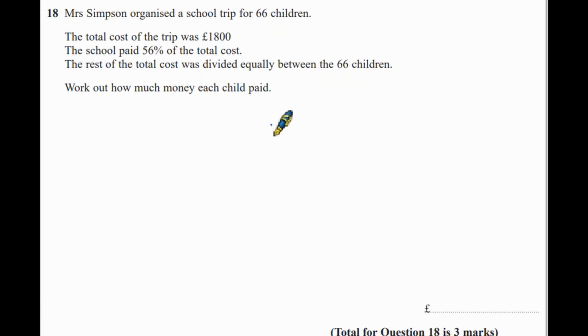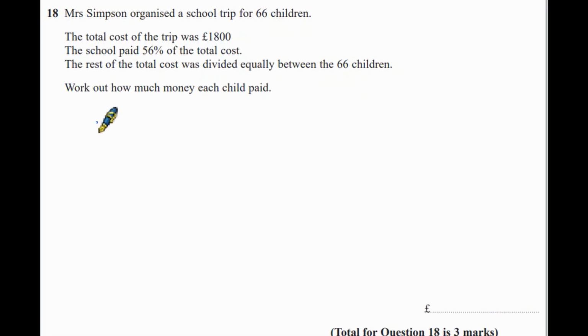Question 18. Mrs. Simpson has organised a school trip for 66 children. The total cost of the trip was £1,800. The school paid 56% of the total cost, and the rest of the cost was divided equally between the 66 children. Work out how much money each child paid.